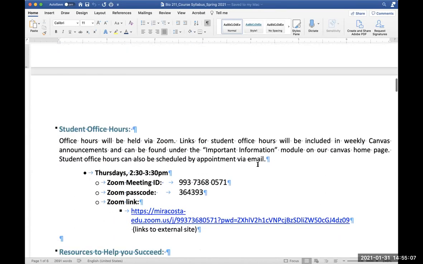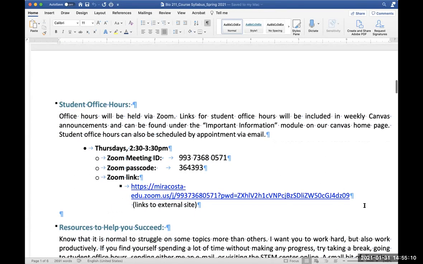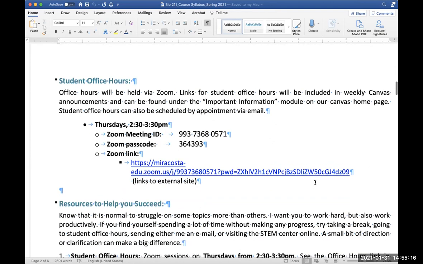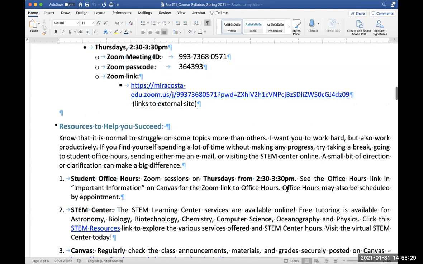So here's that link information to office hours. This is the same as what is provided on campus. And I will include this in your weekly announcements as well. It's the same information every time. So you might just want to attend once and save that information. And then you have it already there, ready to go.